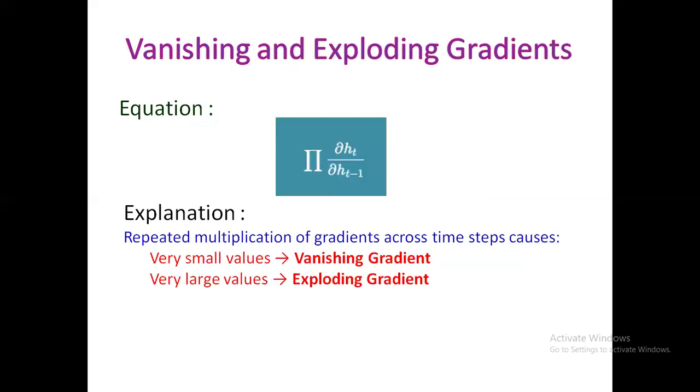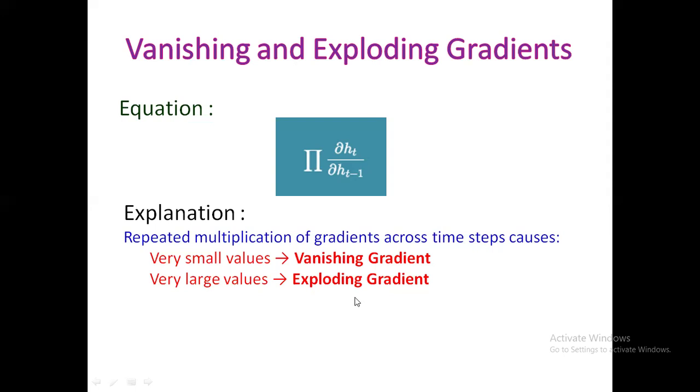Next, vanishing and exploding gradients. The equation is given by the product of ∂h_t/∂h_{t-1}. This pi-like symbol represents multiplication. Due to repeated multiplication of gradients across time steps, gradients may become very small or very large. Very small gradients lead to vanishing gradients, making learning slow, while very large gradients cause exploding gradients, leading to unstable training.